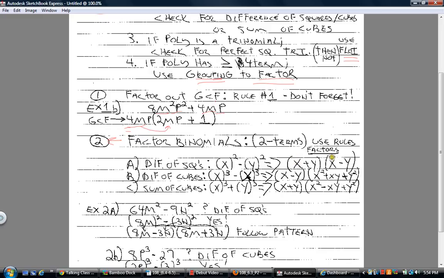I actually start over here. Drop down the first square root, drop the sign, which is a minus, drop the second square root, and then multiply it by its conjugate, x plus y. How about the difference of cubes?